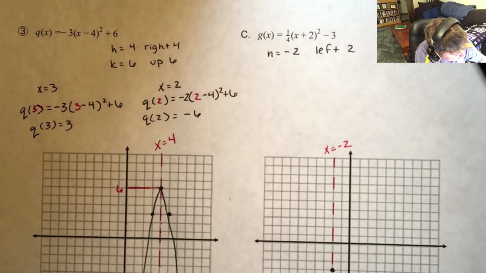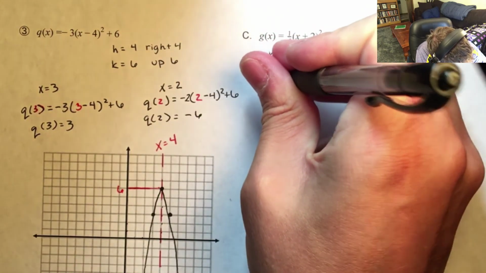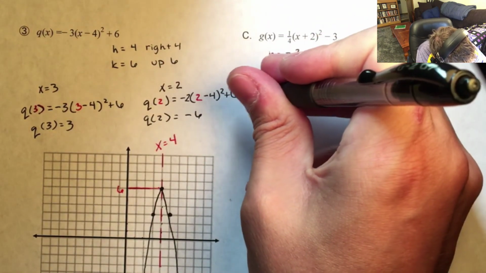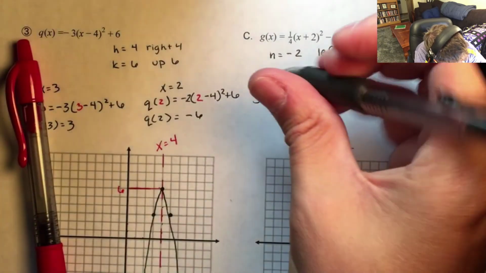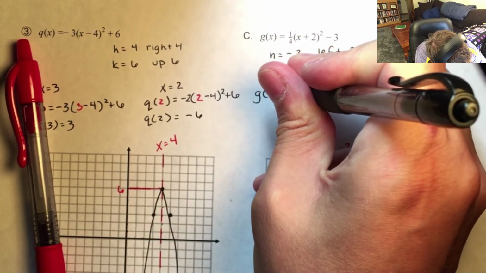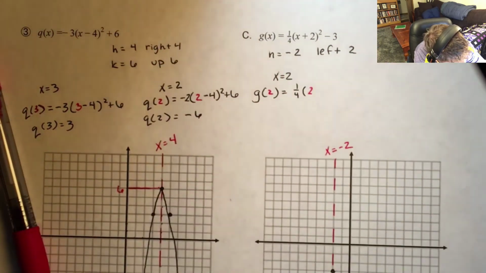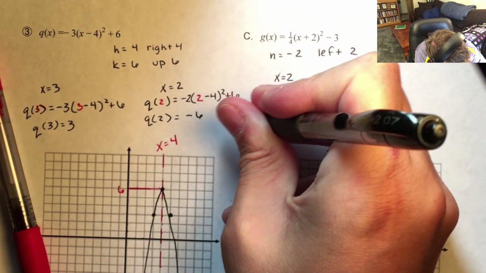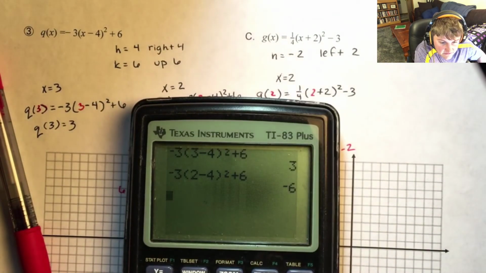So let's pick x values 4 units away from that. So here's -2, -1, 0, 1, 2. So let's pick x as 2 to start. 2 is 4 units away from -2. So g of 2 is going to be equal to 1/4 of (2 plus 2) squared minus 3. So that means g of 2 is equal to, I believe that's -2, but we'll double check.